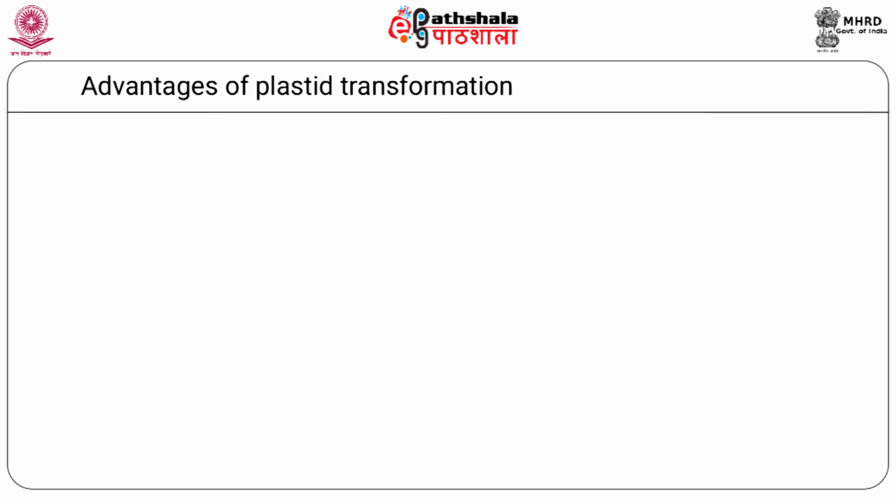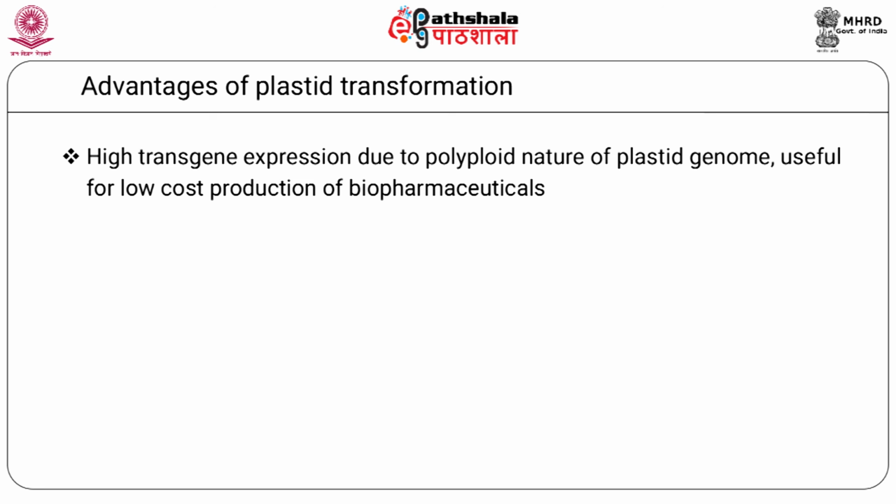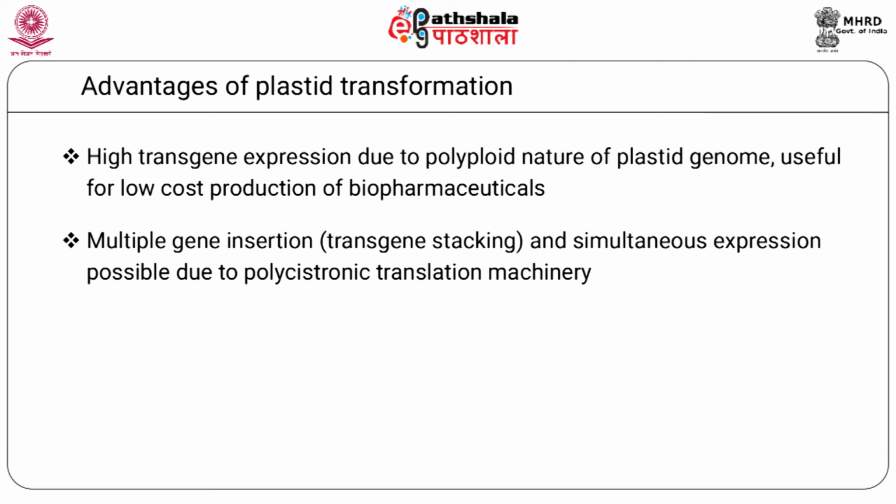Transplastomic plants have several advantages over nuclear transgenics. These are high transgene expression. Owing to the polyploidy nature of the plastid genome, it ensures high tissue specific transgene expression and foreign protein accumulation, approximately 5 to 25% of total soluble protein, and also high stability of transgene. Transgene stacking is possible because of polycistronic translation mechanism.